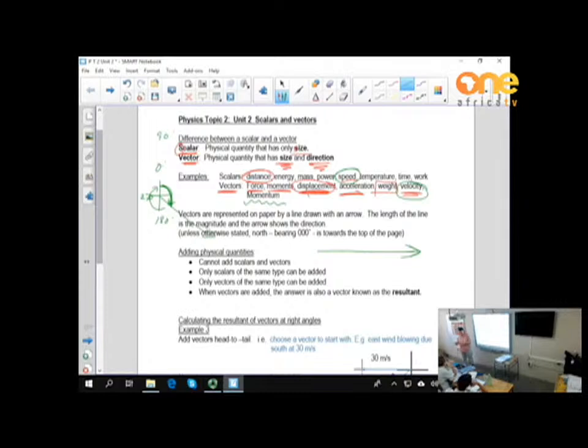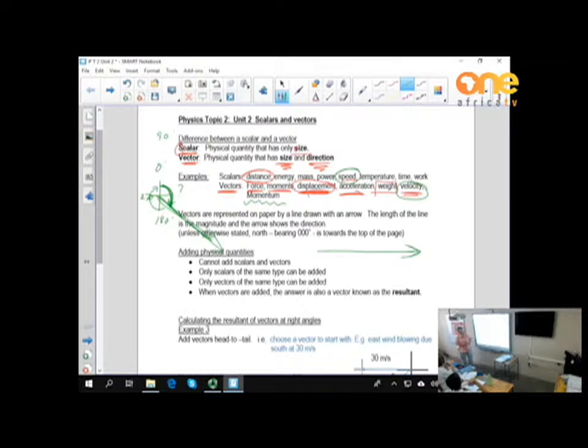Do you follow? Okay, so I will use my protractor and I will measure an angle, and I will use my ruler and I will draw a line of a specific length that must represent the size, and then it's working in a specific direction. That would be a vector quantity, size and direction.